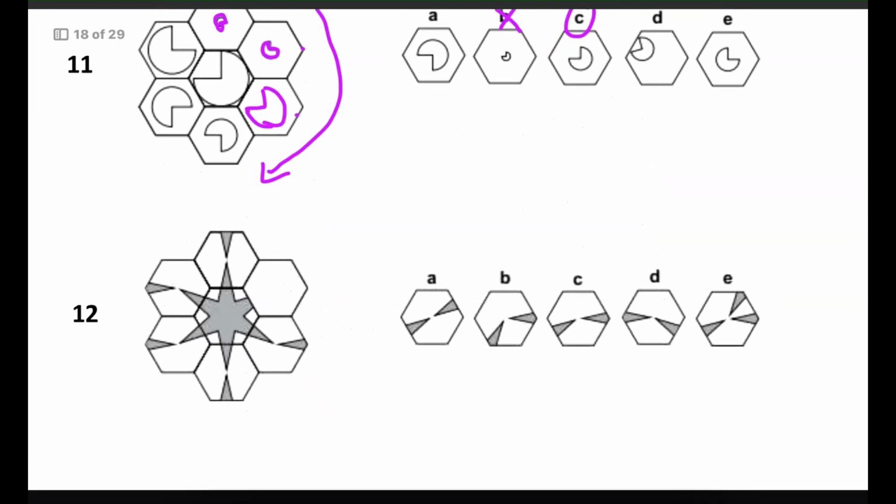This one, we've got a line of symmetry here. So I'm going to copy the shapes that are in this hexagon because that's opposite this one. So here we've got this triangle here. So we're going to have a triangle here. Here we've got this triangle coming out of these two edges of the hexagon. So I'm going to do the same here. So the answer is C.